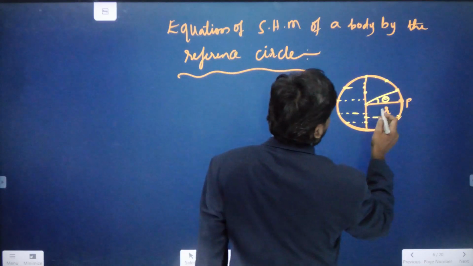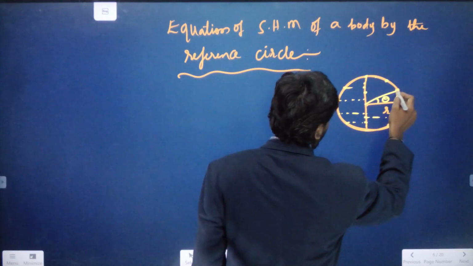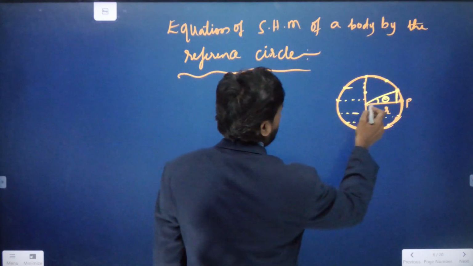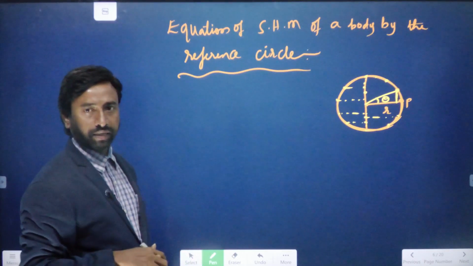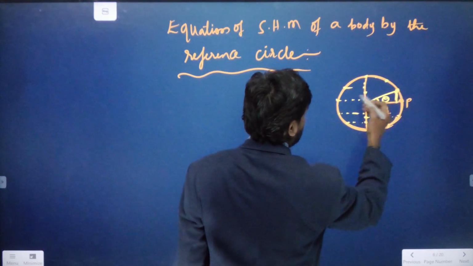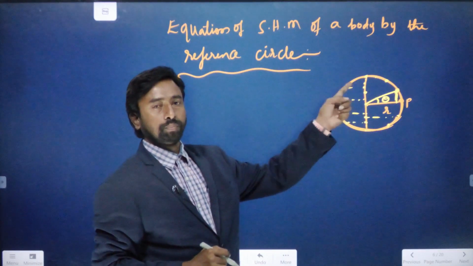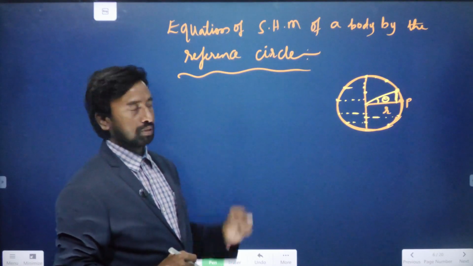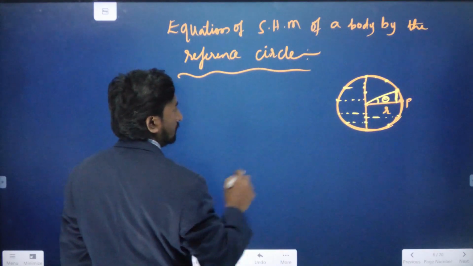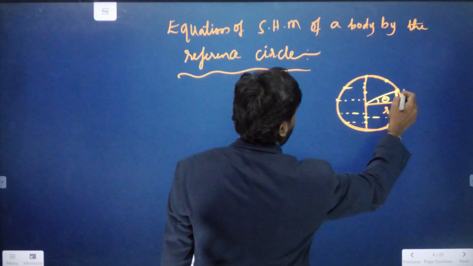Now if I consider the particle is here, and draw a normal line onto the radius, then we get a right angle triangle. From that right angle triangle we can write the relations. This is y, the displacement of the projection of the particle which is in circular motion, and the projection has simple harmonic, that is vibratory motion. It is represented by the letter y.